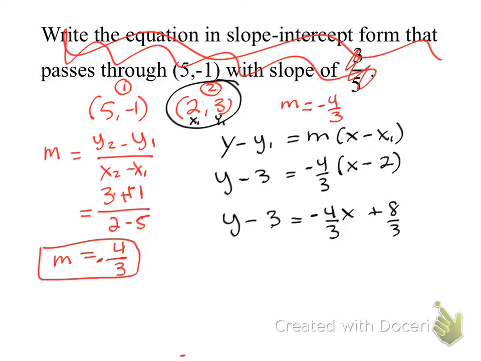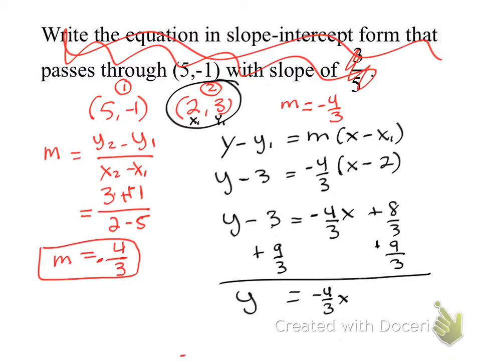What would it be? Multiply by 3. 3 over 3. So that would really make 9. So I'm going to add 9 over 3. I'm going to add 9 over 3. And y equals negative 4/3 x plus 17 over 3. Okay, did you guys understand what I just did?